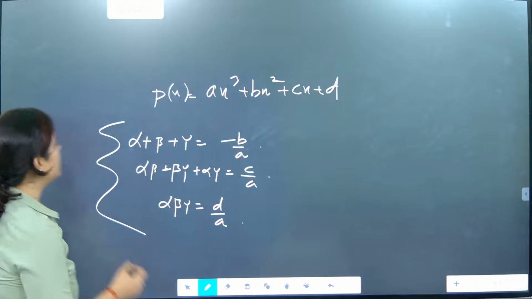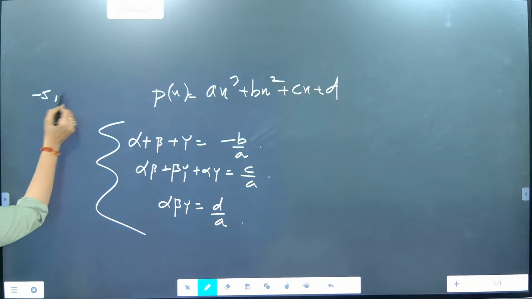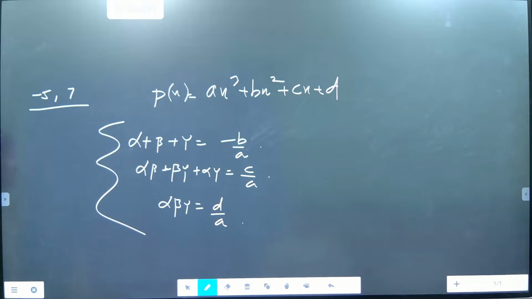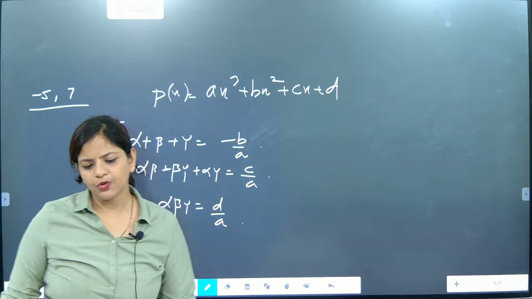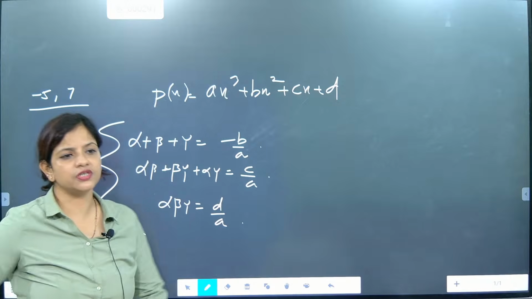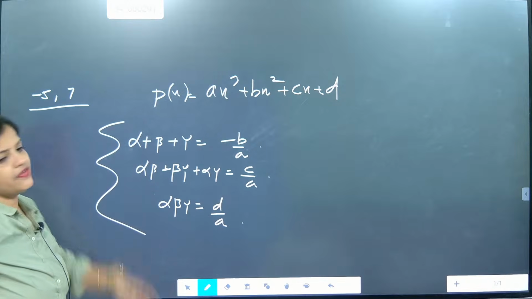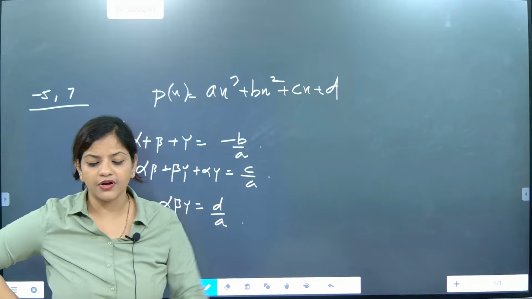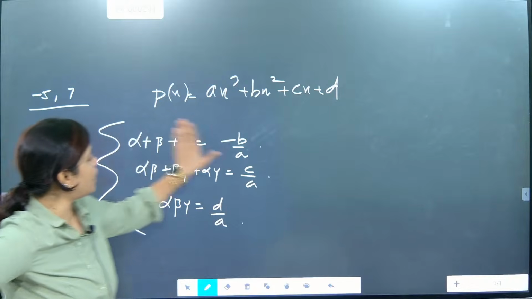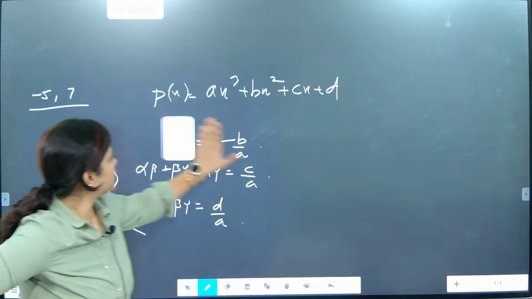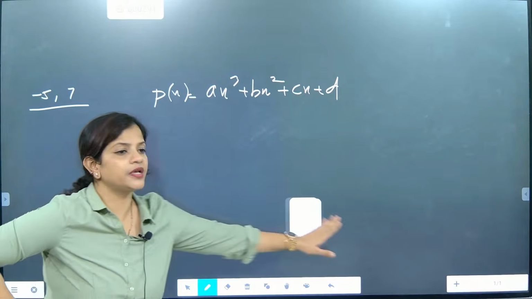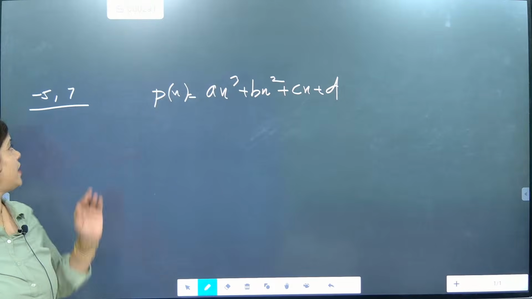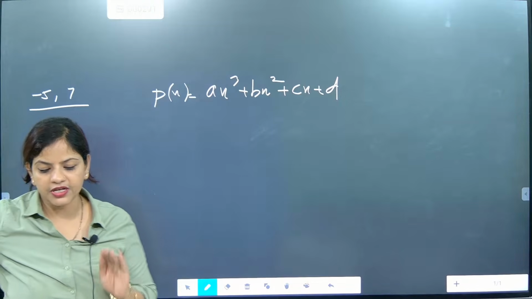If they say that the sum of the zeros is -5 and the product is 7, just randomly I'm taking one question: the sum of the zeros is -5 and the product is 7. Then frame the quadratic polynomial. How are you going to frame it? Come on, say. So the sum is exactly how much? -5 and the product is 7.